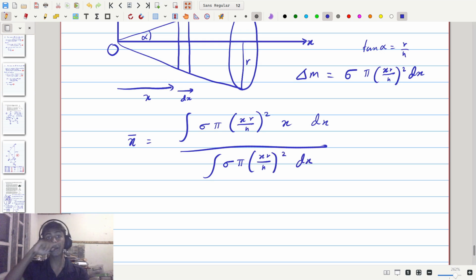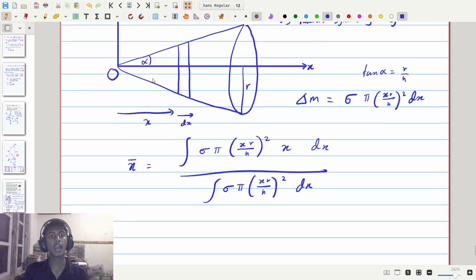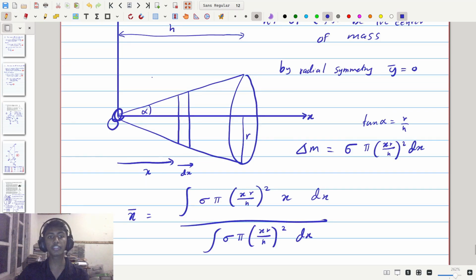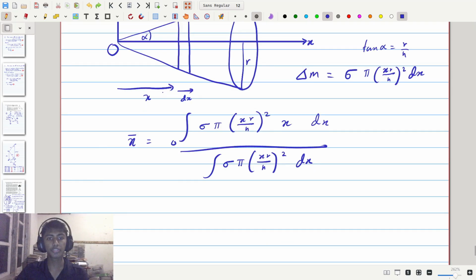Now, considering the limits of integration here, we can see the x-coordinate starts from x equals 0 and ends at the maximum value of x equals h. So therefore, we need to integrate here from 0 up to h. Here also, 0 up to h.